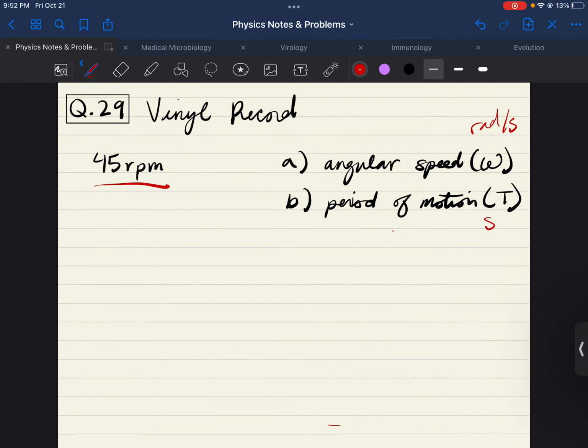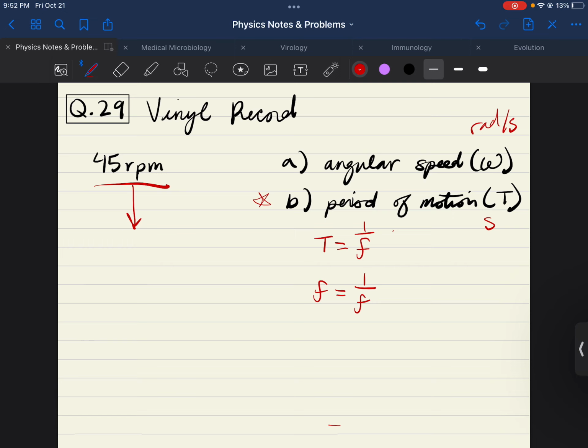And I think that I'm going to want to start with part B. Part B seems like an easier place to begin, mainly because we know that the period of the motion, T, is inversely related to frequency. We know that the frequency is the amount of rotations that can occur per second. So luckily for us, this measurement right here, rotations per minute, can easily be converted to a frequency. And once we have our frequency, we can find our period.